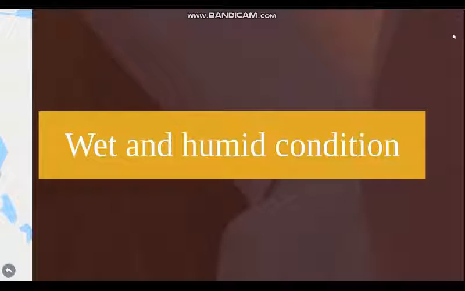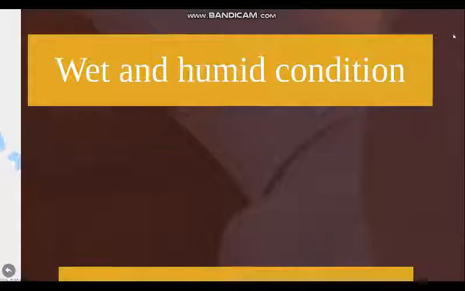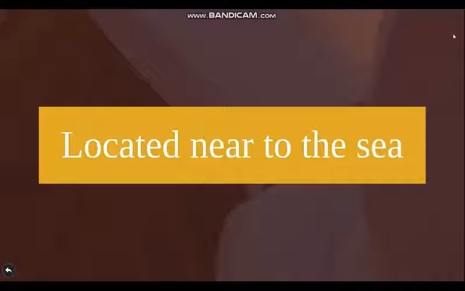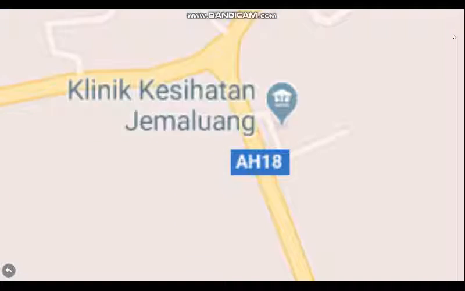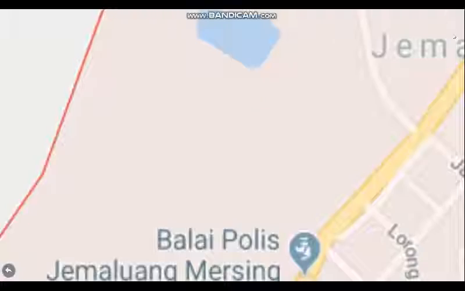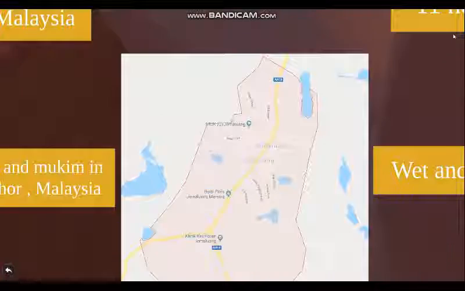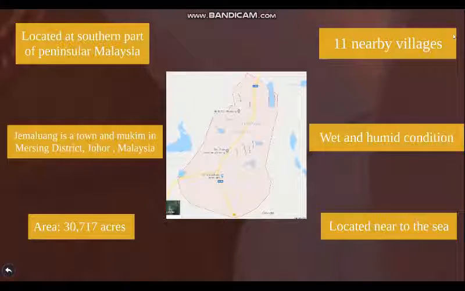It also has wet and humid conditions, with a mean daily temperature of 31 degrees Celsius and nearly 70% humidity. And last, it is located near the sea, which causes it to be influenced by the effect of the sea breeze and land breeze. So this is the map of Jemaluang Mersing. It has few facilities, so it can be said that Jemaluang is a small town.